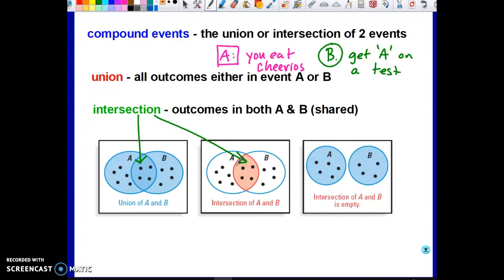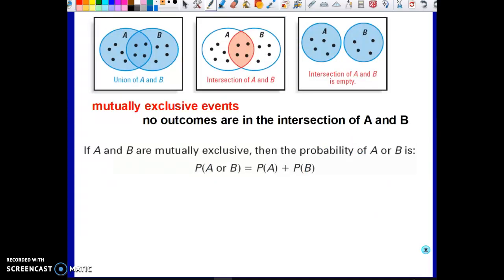Now, sometimes you could eat Cheerios and not get an A on the test. That would mean that the two events never touch. So if that happens, we call that being mutually exclusive, okay? Mutually exclusive events. No outcomes are in the intersection of A and B. So then, if A and B are mutually exclusive, then the probability that A or B happens is the probability of A plus the probability of B.